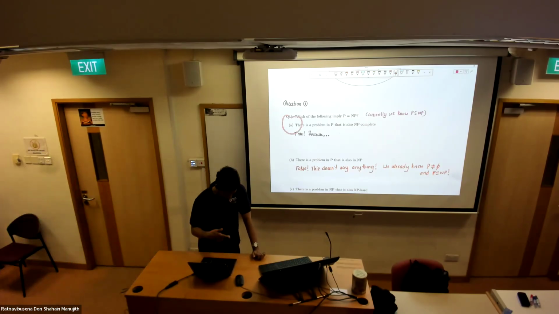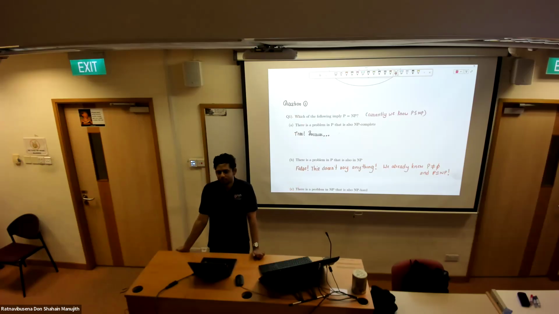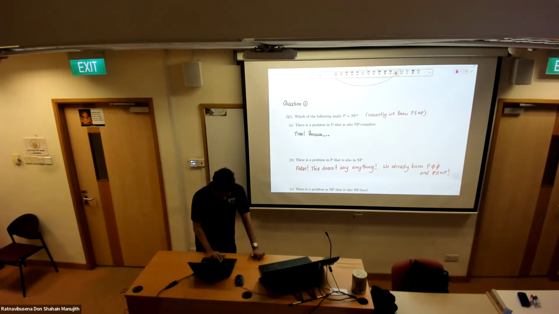Well, I want you to tell me what this statement says: there is a problem in NP that's also NP-hard. What is it saying? First of all, I want you to tell me whether this statement is true or false. Anyone can answer. Is there a problem in NP that's also NP-hard? Yeah, so this is the definition of NP-complete, right?